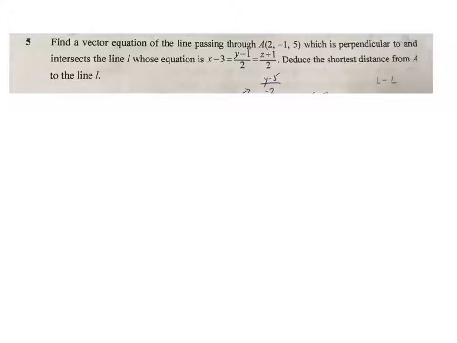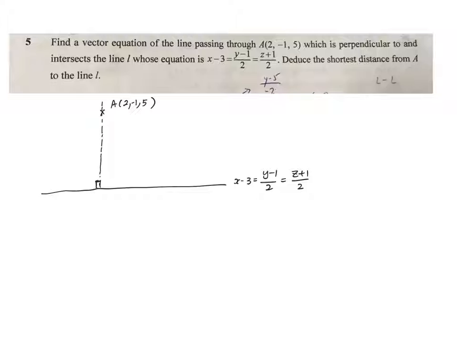So first, I look at the point, which is (2, -1, 5). Right, so the vector equation of the line must pass through it, it's perpendicular and it must intersect the line. The equation is (x minus 3) equals (y minus 1) over 2 equals (z plus 1) over 2. Alright? Okay, so we are basically trying to find the equation of this line over here.